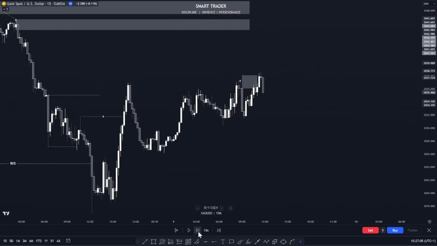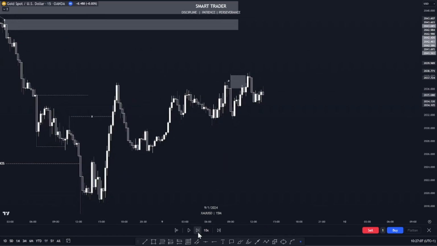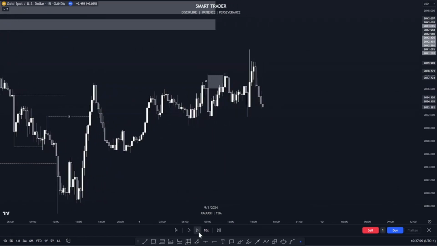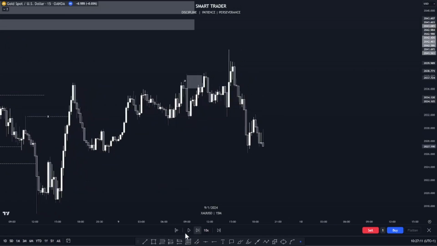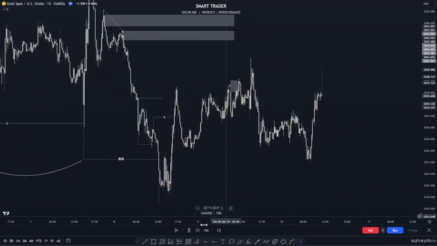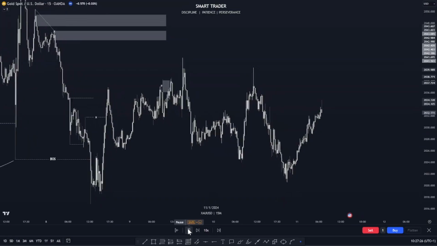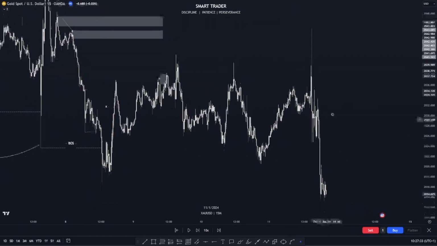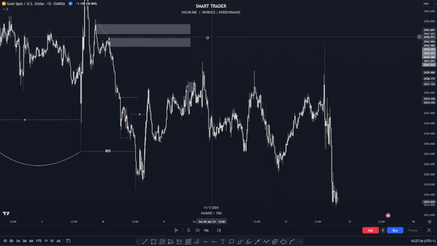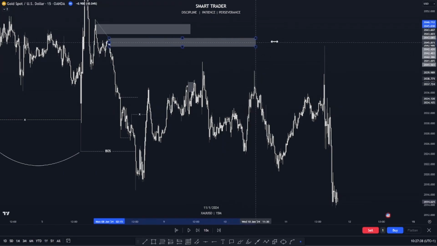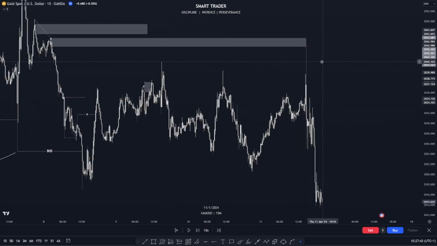Okay, so let's wait and see what the market will do. Eventually the market has mitigated our decisional order block. This is just a nice entry right here. The market has just tapped on our decisional order block and then dropped and completely broke structure here. So this is a nice trade here.